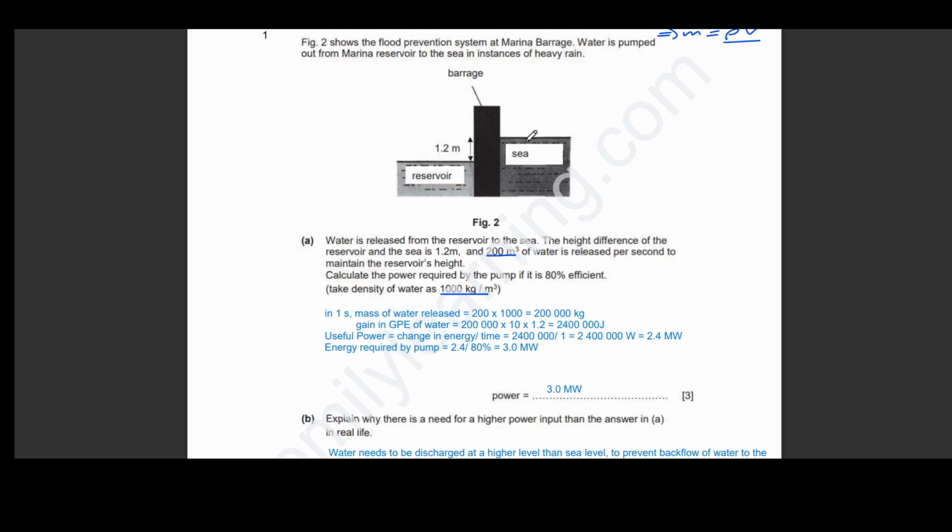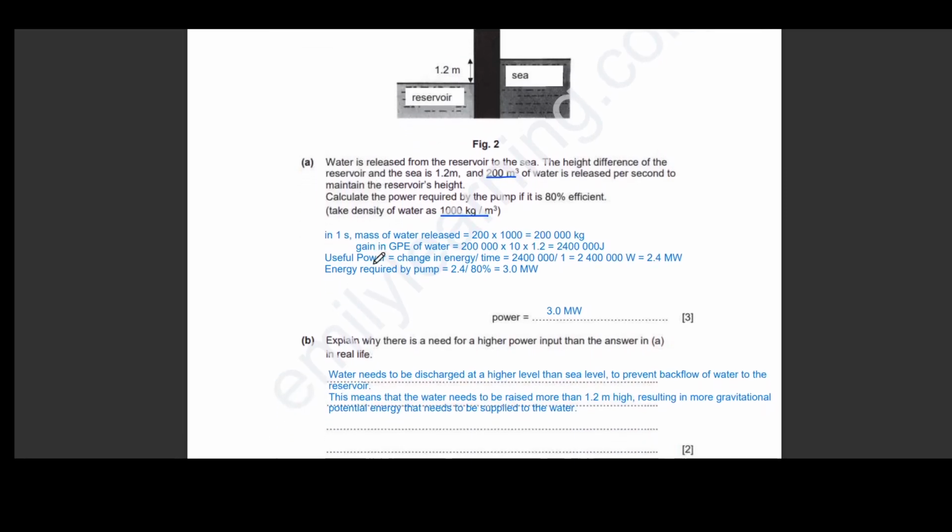So that the seawater will not be able to touch the pipe and backflow back to the reservoir. In other words, the water needs to be discharged at a higher level than the sea level to prevent backflow of the water from the sea back into the reservoir. So if you want to discharge it at more than 1.2 meters, it means you'll need more energy.